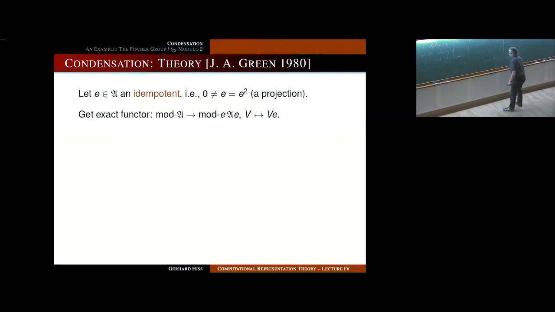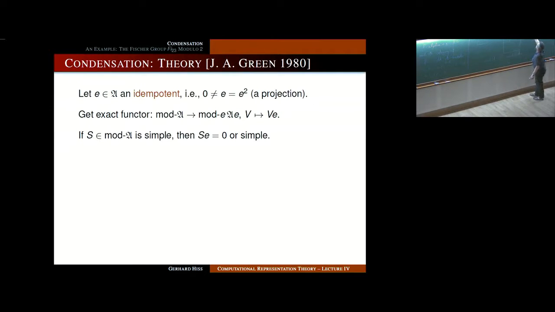And if you have a module V, it is sent to VE. And maps between modules are just restriction of maps. So this is an exact functor. So it sends short exact sequences to short exact sequences of modules. And also it is easy to see if you have a simple module.